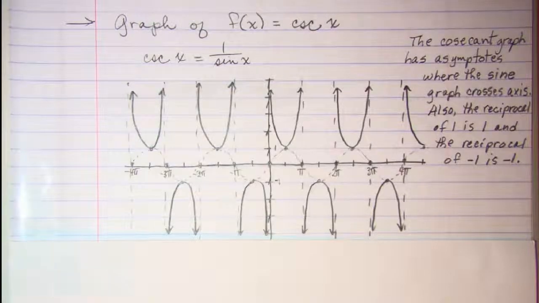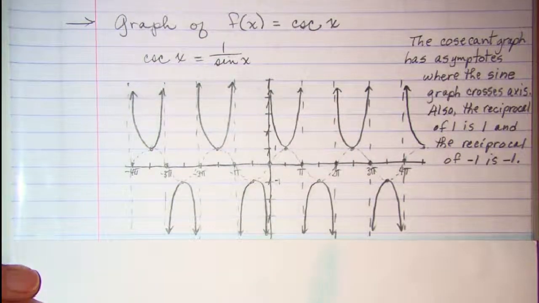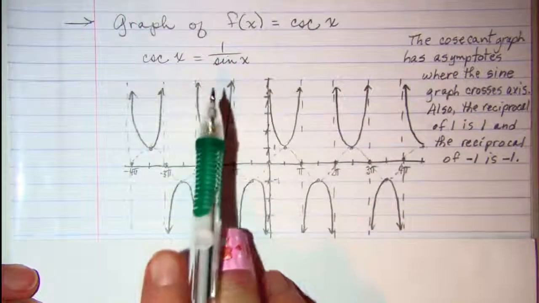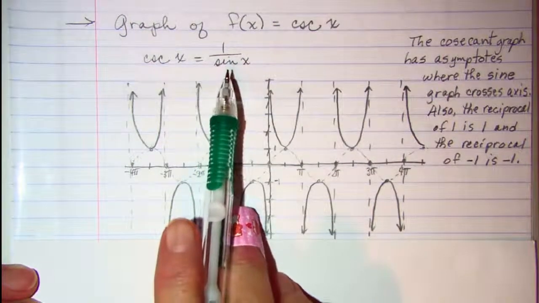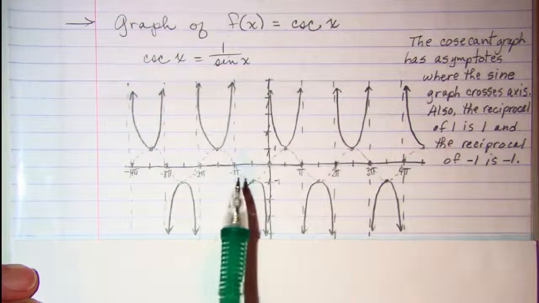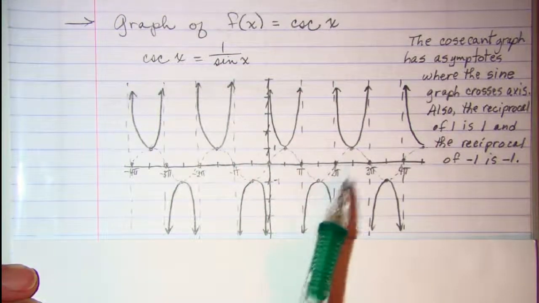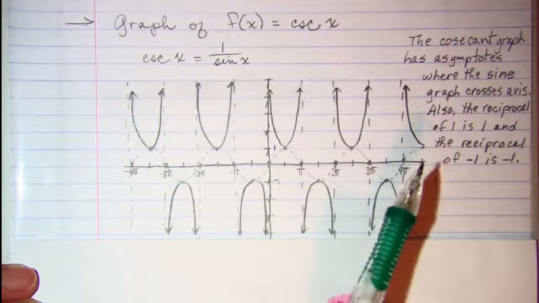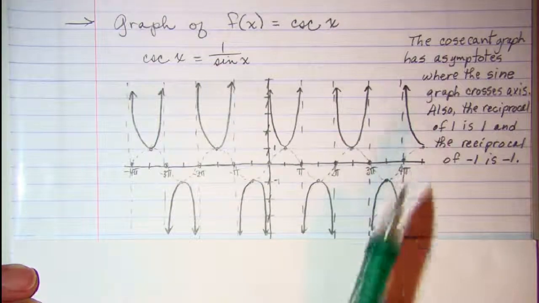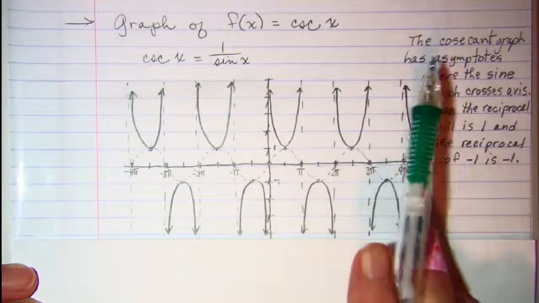In this video, we'll be talking about the graph of y equals cosecant x. Cosecant x is the reciprocal of sine x, so we will consider the graph of sine x and construct our cosecant curve from that.